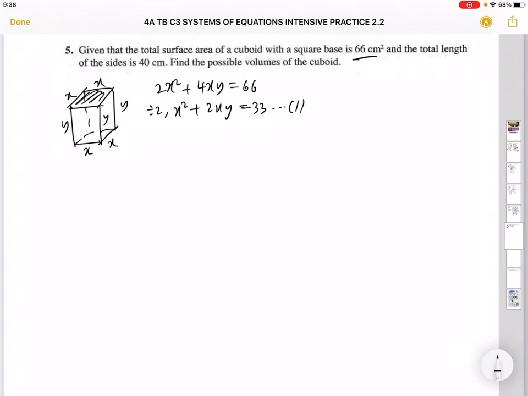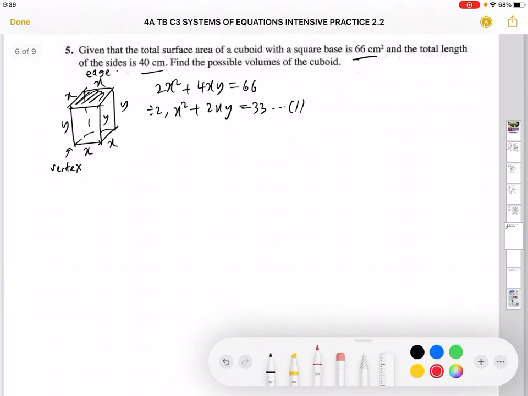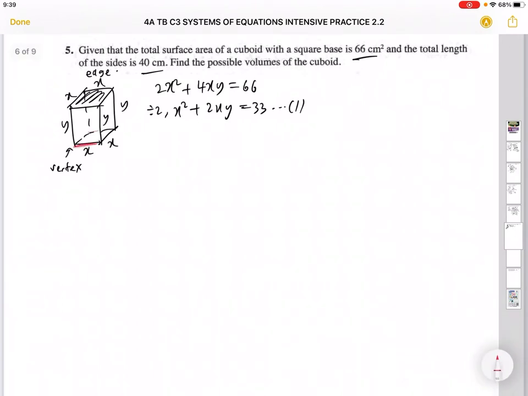Now let's look at the second information given, the total length of side. Now, they should use the word edges. Okay, I hope you know the difference. The sharp end is called a vertex, or if you have multiple, we call it vertices. The line here, maybe I highlight for you. There are 12 of them. See, how many x do you have? x, you got 1, 2, 3, 4, 5, 6, 7, 8. So these are the edges.